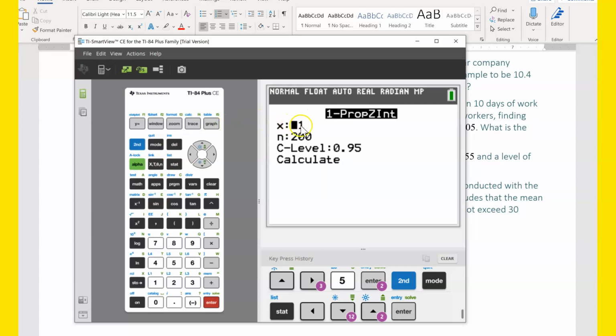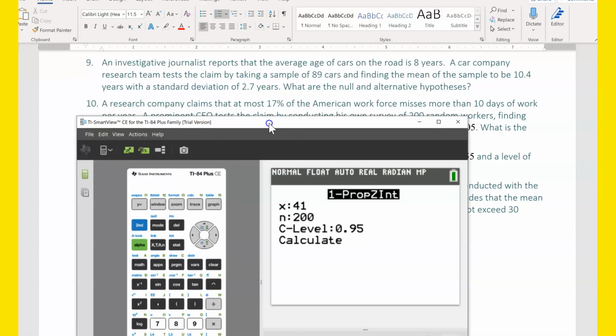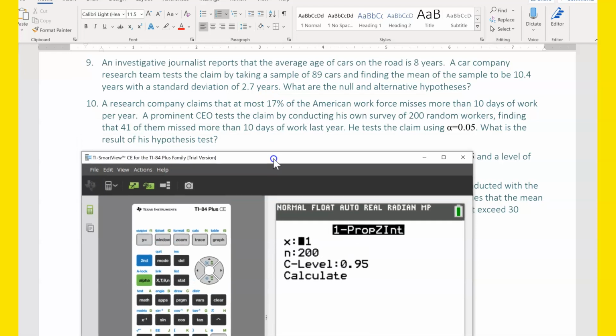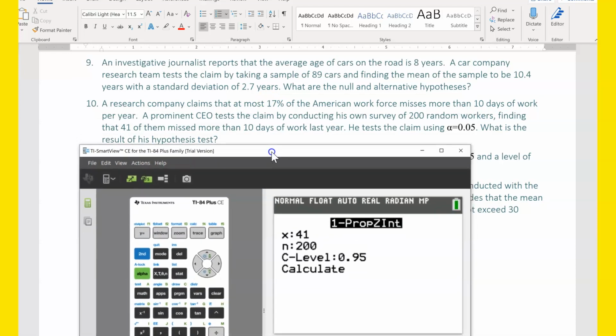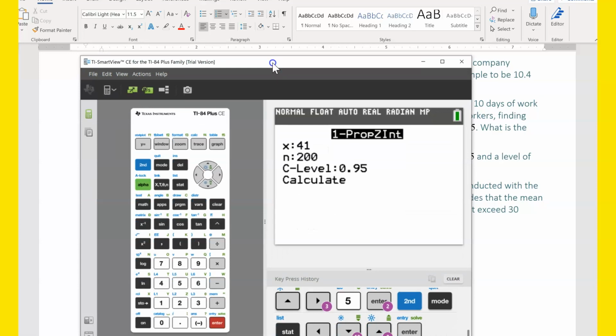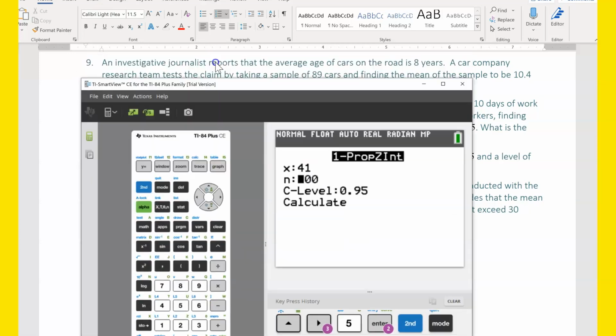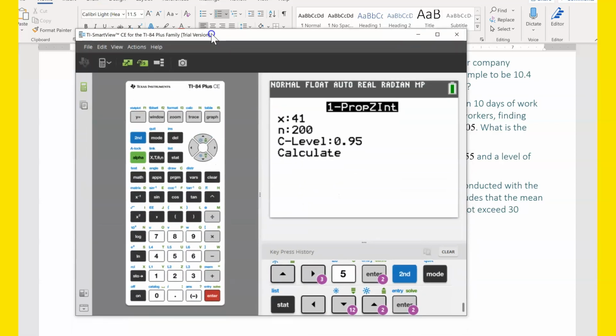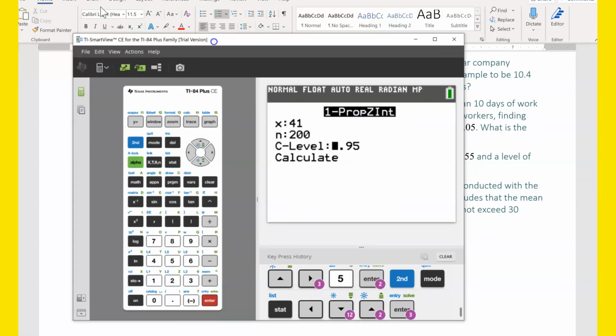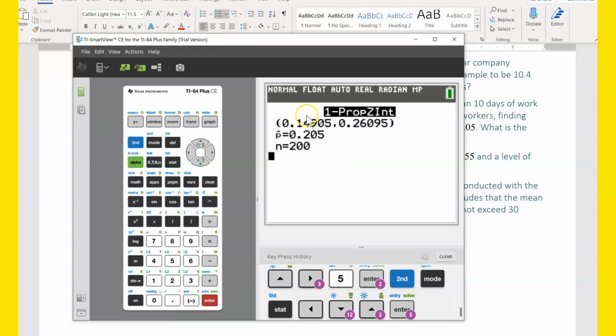All right, the x value is how many in our sample said yes or no or whatever. 41 of them missed more days, so 41 would be x. N is the sample size, so we got 200 workers, so that's 200. The confidence level for us in this problem is 0.05, so your confidence level will be 95%, 0.95. Calculate it, and here is your confidence interval.